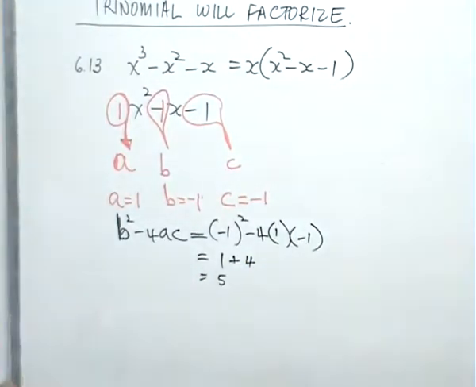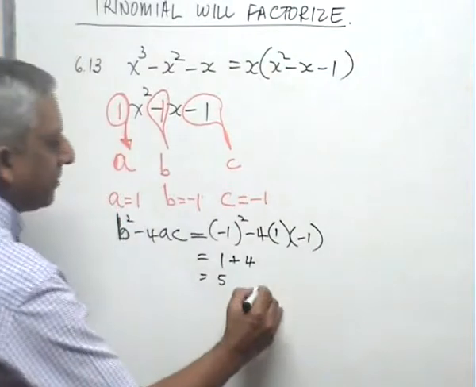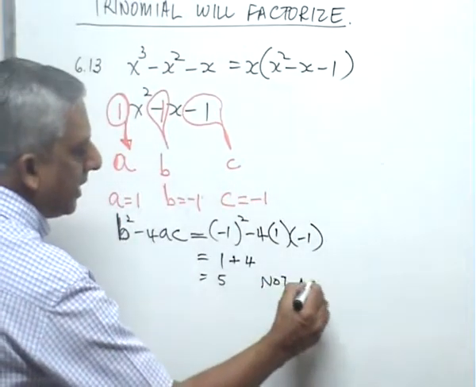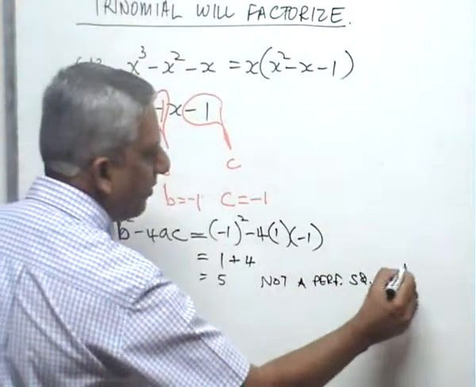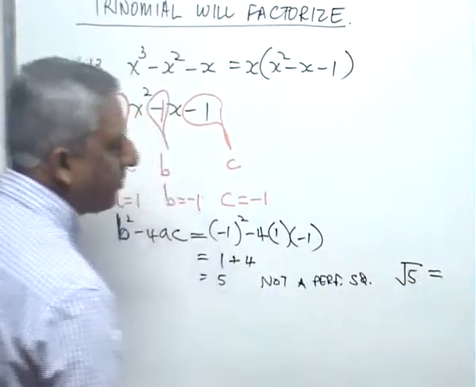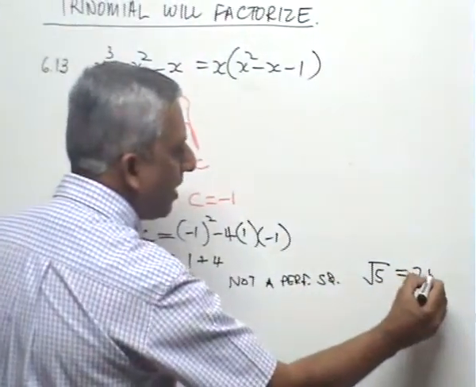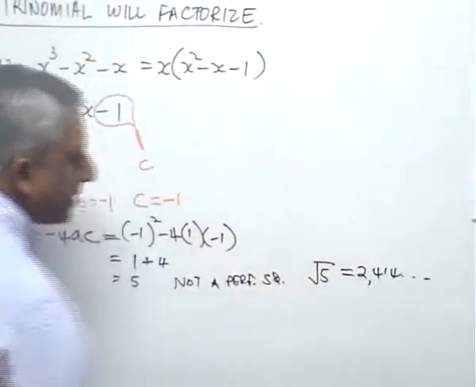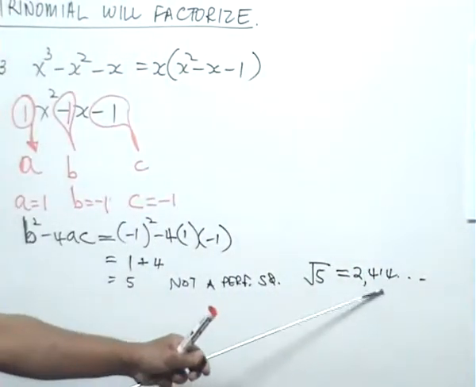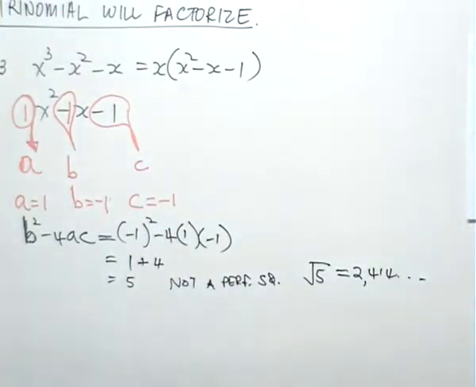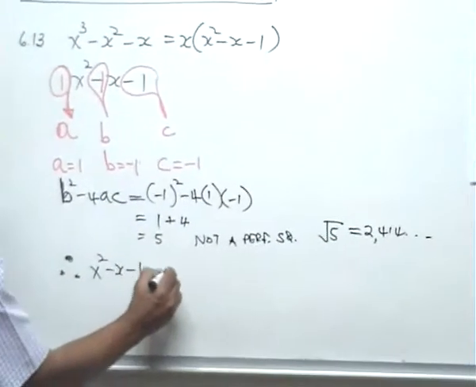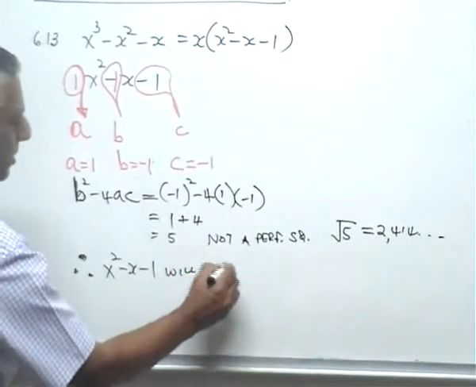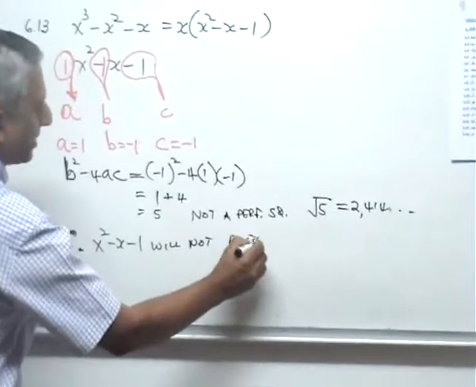Final answer is 5. 5 is not a perfect square. If you put it in a calculator and find the square root of 5, you're going to get 2.236 or something like that. So it's not a perfect square. You're supposed to get an exact answer. So it's not a perfect square. Therefore, x squared minus x minus 1 will not factorize.